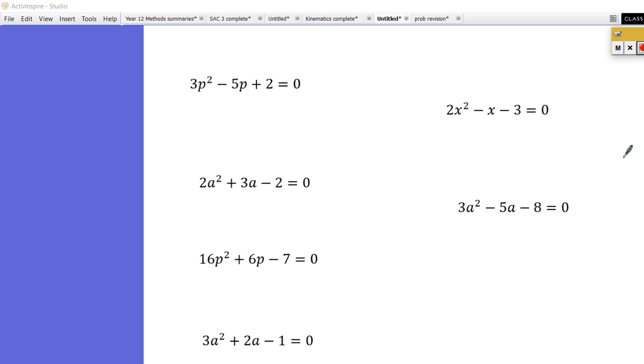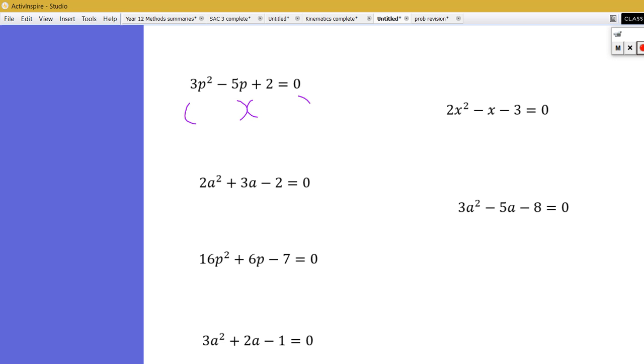So with this first one, you can see that the numbers are pretty small. We've just got 2, 3, and 5, so it's not going to be too hard to find our factors. Now, I know that 3p squared can only be found by multiplying 3p by p, and the 2 at the end can only be found by multiplying 2 and 1. So we're quite limited with choice. It ends in a plus, so both signs are going to be the same, and the first sign is a negative, so we know there have to be negatives in there.